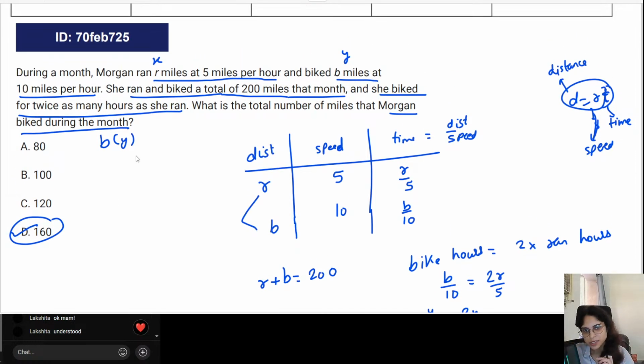So these are distance, speed, time, so you can always make the chart. And just remember distance is speed multiplied by time. So you can rearrange it. Speed is going to be distance over time, time is going to be distance over speed.